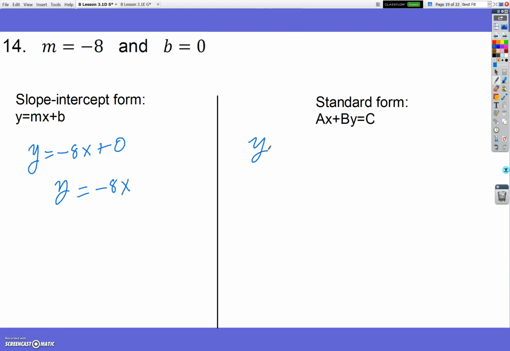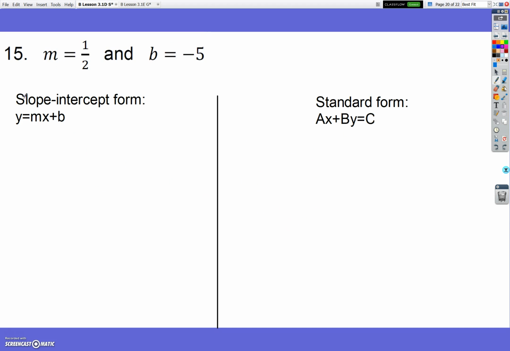Now in order to write y equals negative 8x, which is currently in slope-intercept form, into standard form, I need my variables on the left side of the equal sign. So what I'm going to do is add 8x onto both sides to have 8x plus y equals, well, there's nothing left on the right side, and a good number for nothing is just 0.